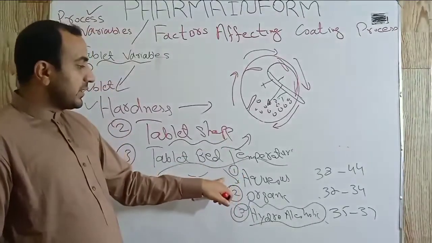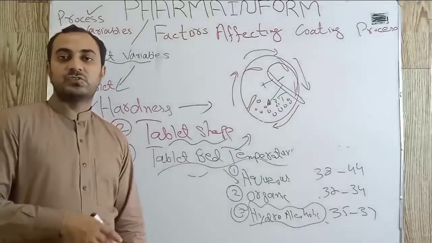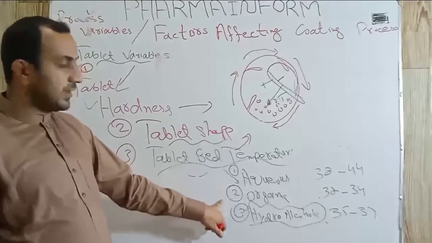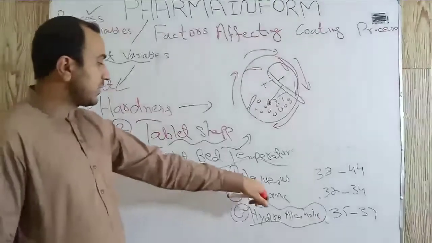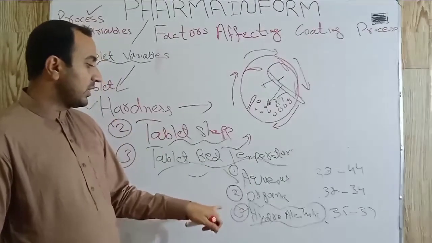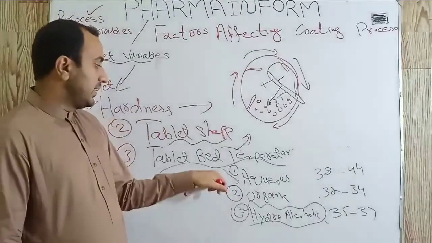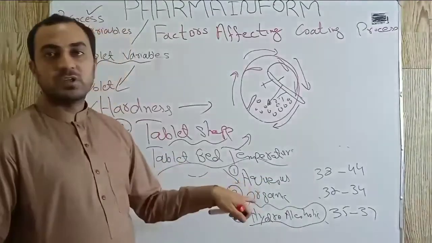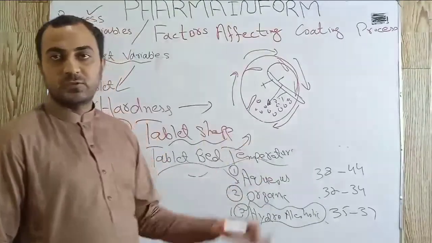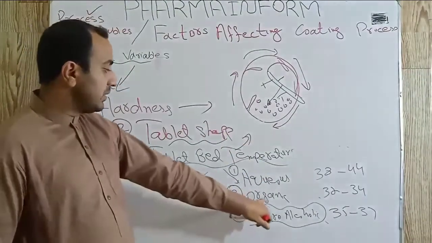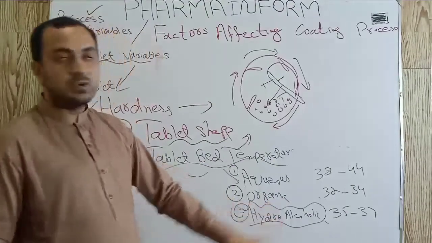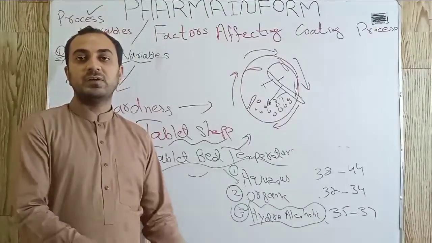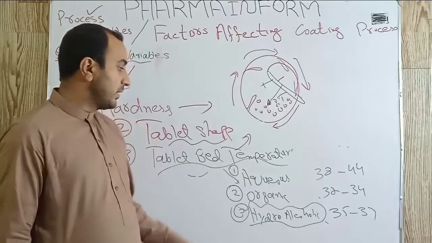How will we decide at which temperature we should start our coating operation? For this, we have three types of coating suspensions: aqueous coating, organic coating, and hydroalcoholic coating. In aqueous coating, we use only water as a solvent. In organic coating, we use isopropyl alcohol type solvents. In hydroalcoholic coating, we use water and organic solvent as a mixture or combination.